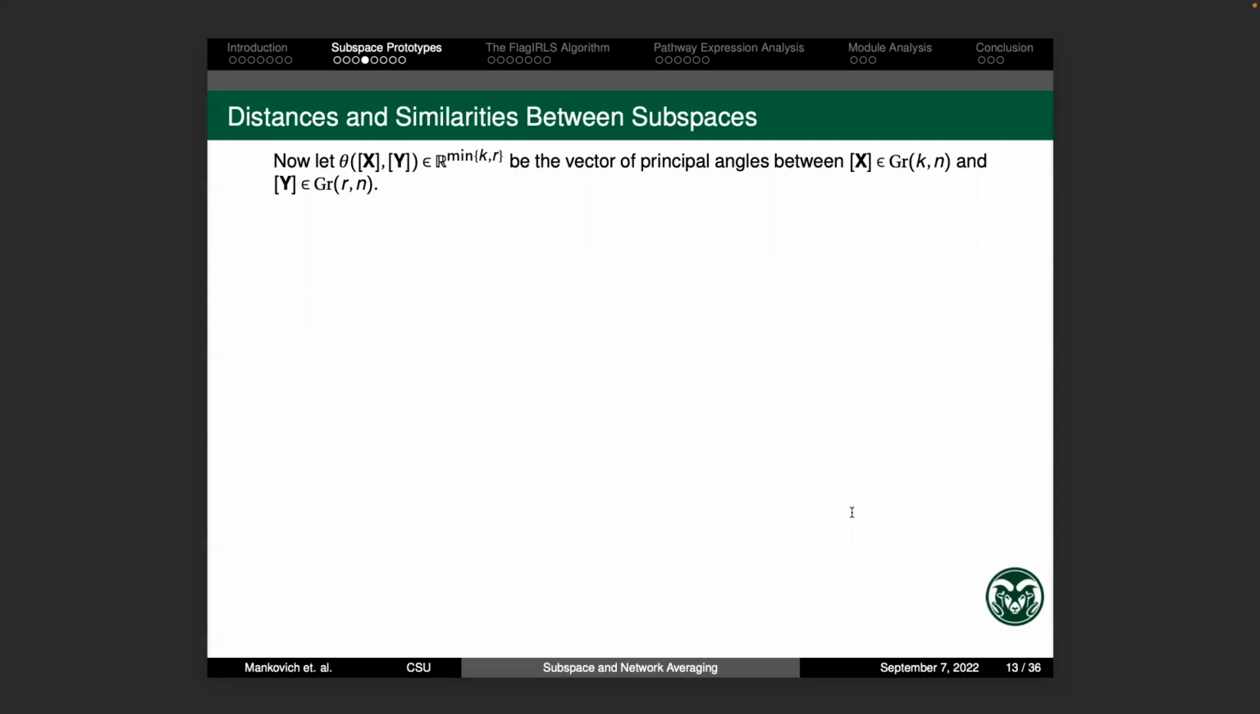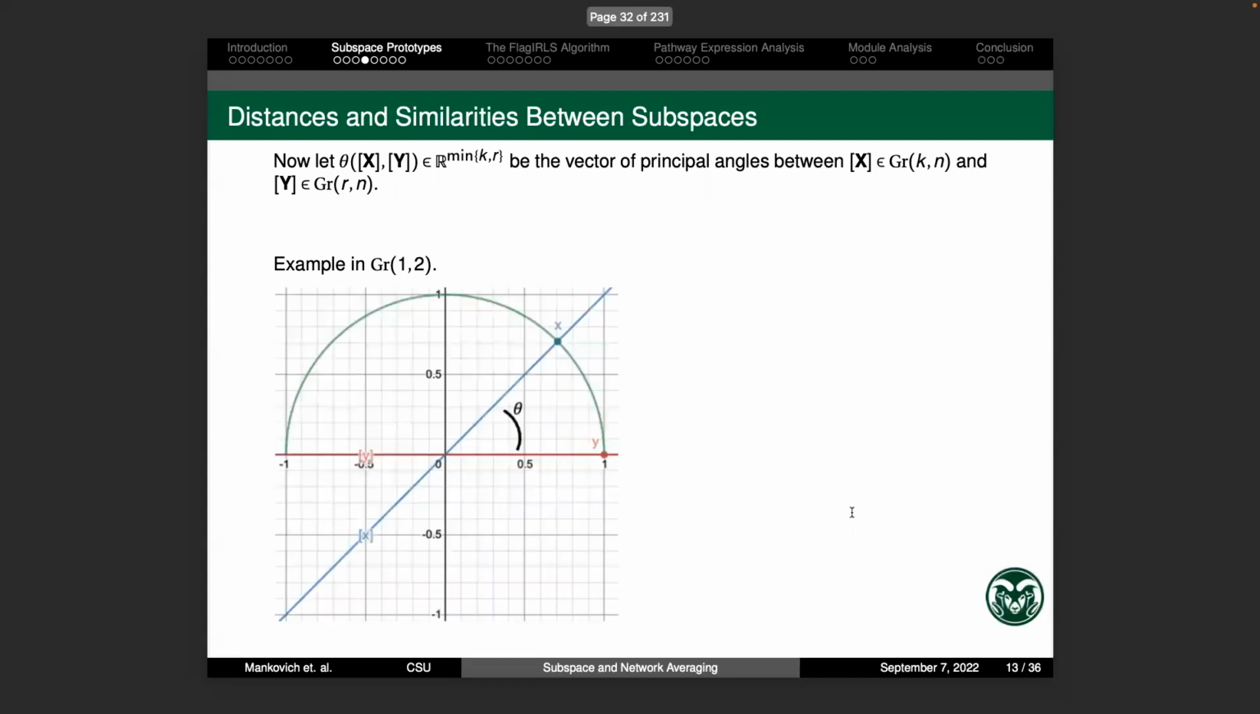And let's just do a small example here. If we take one-dimensional subspaces of two-dimensional space, these are just lines through the origin in R2. So here's X and here's Y. These are both unit vector representatives for the blue subspace, X in brackets, and the Y subspace, Y in brackets. And the principal angle between X and Y is just this one angle here, theta. But when you have higher dimensional subspaces, you have more principal angles between them.